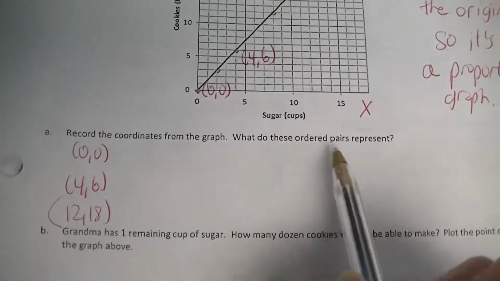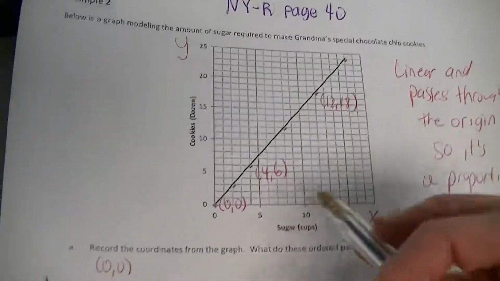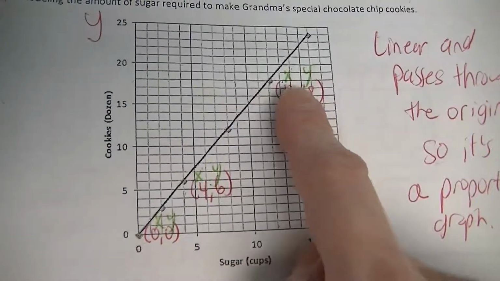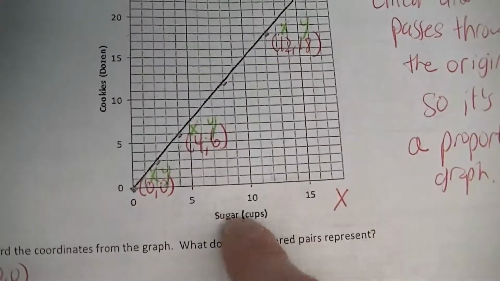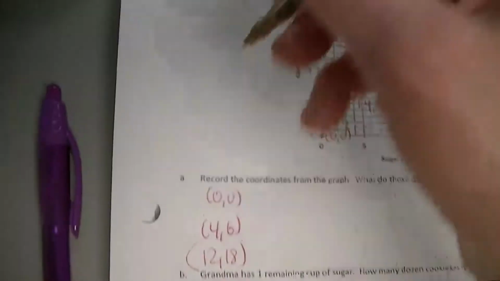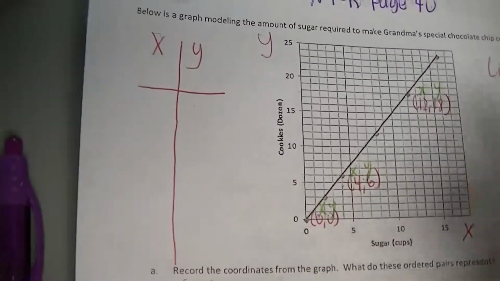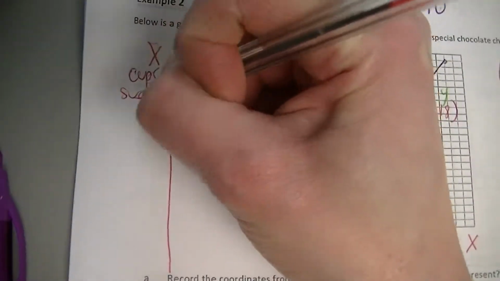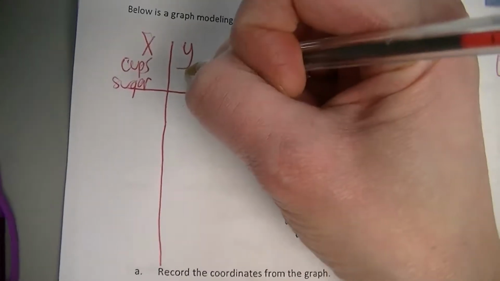Now, it says, what do these ordered pairs represent? Well, you know that it's x and y in the coordinates. And if you have any trouble realizing that x is 12, so that would mean 12 cups of sugar make 18 dozen cookies, what you can always do is create a table. That could always help you, because it's all interrelated: graphs, tables, equations, and the unit rate. X represents the cups of sugar. Y represents the dozens of cookies.